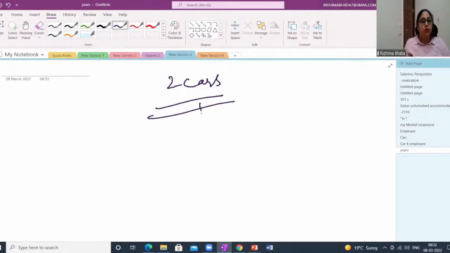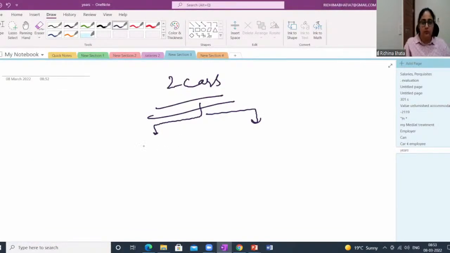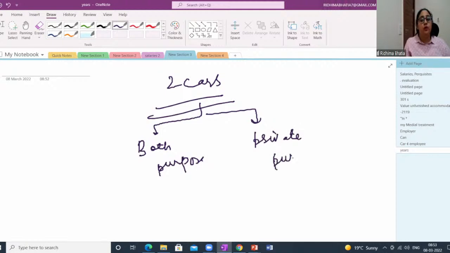So you cannot say that both the cars are used for partly official and partly personal purpose. Only one car would be considered which is used for both purpose. The other cars would be considered as used for private purpose only, and hence pura would be taxable. Cost plus running and maintenance if provided by employer plus chauffeur expenses, pura would be taxable.